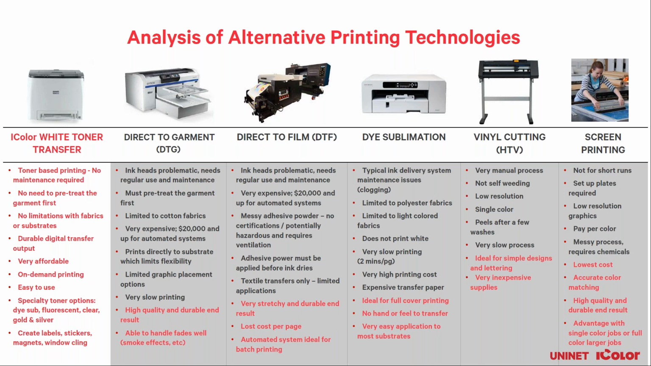With dye sublimation, you're limited to polyester and light colored fabrics. The darker you go on your fabric, the more vibrancy you lose, because there's no white ink and there's no adhesive to block out the color of the shirt. You're typically getting 2 minutes per page on printing, and you have to use special paper with something like a Sawgrass.